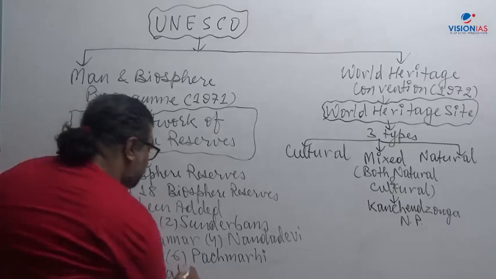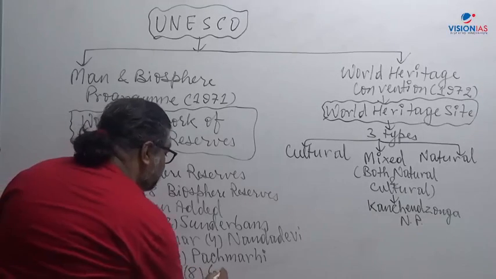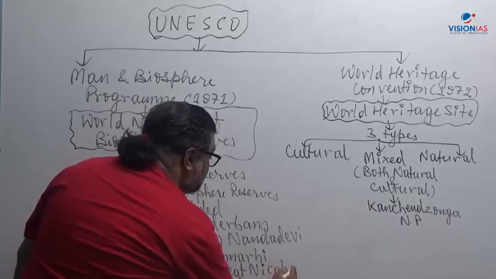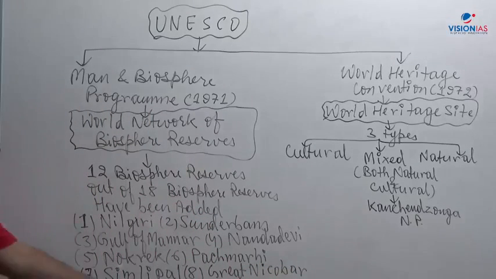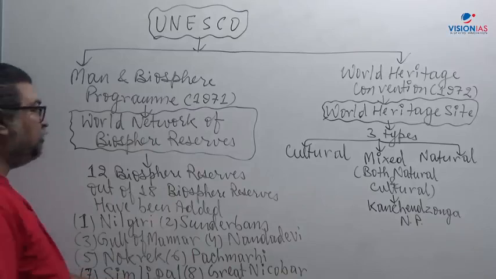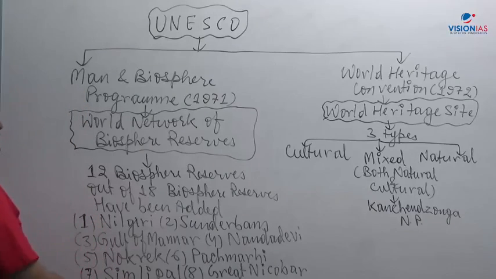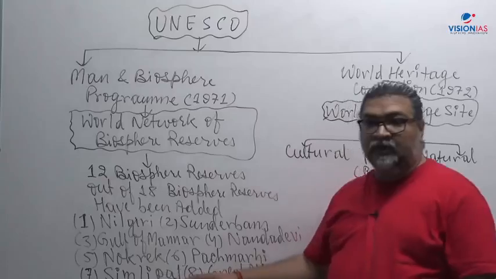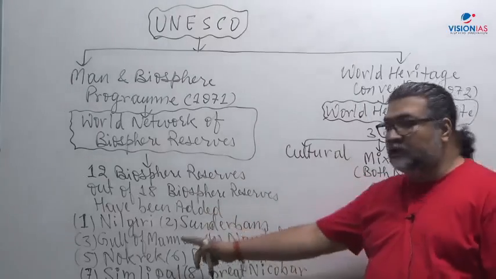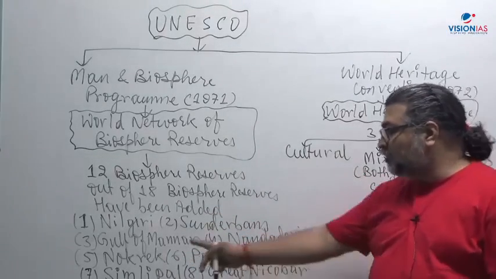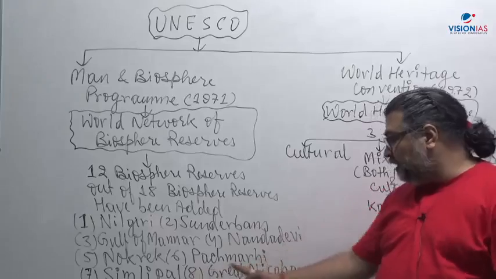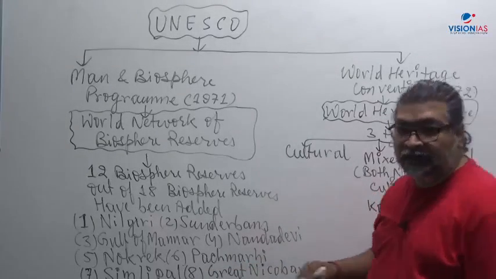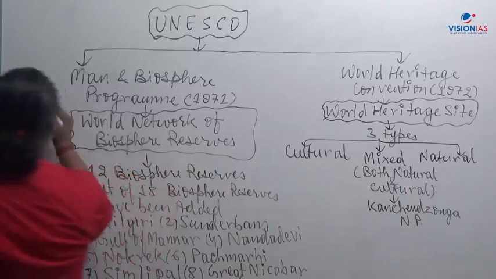Then comes Great Nicobar, the southernmost island of Nicobar Islands. Indira Point comes in Great Nicobar. These are 8 of them. Now apart from these 8, the other ones I'll write here. What I've given here: Nilgiri, Sundarban, Gulf of Mannar, Nanda Devi, Nokrek, Panchmarhi, Simlipal, Great Nicobar. Then comes Achanakmar-Amarkantak. I've written 8 of them, now the 9th one.